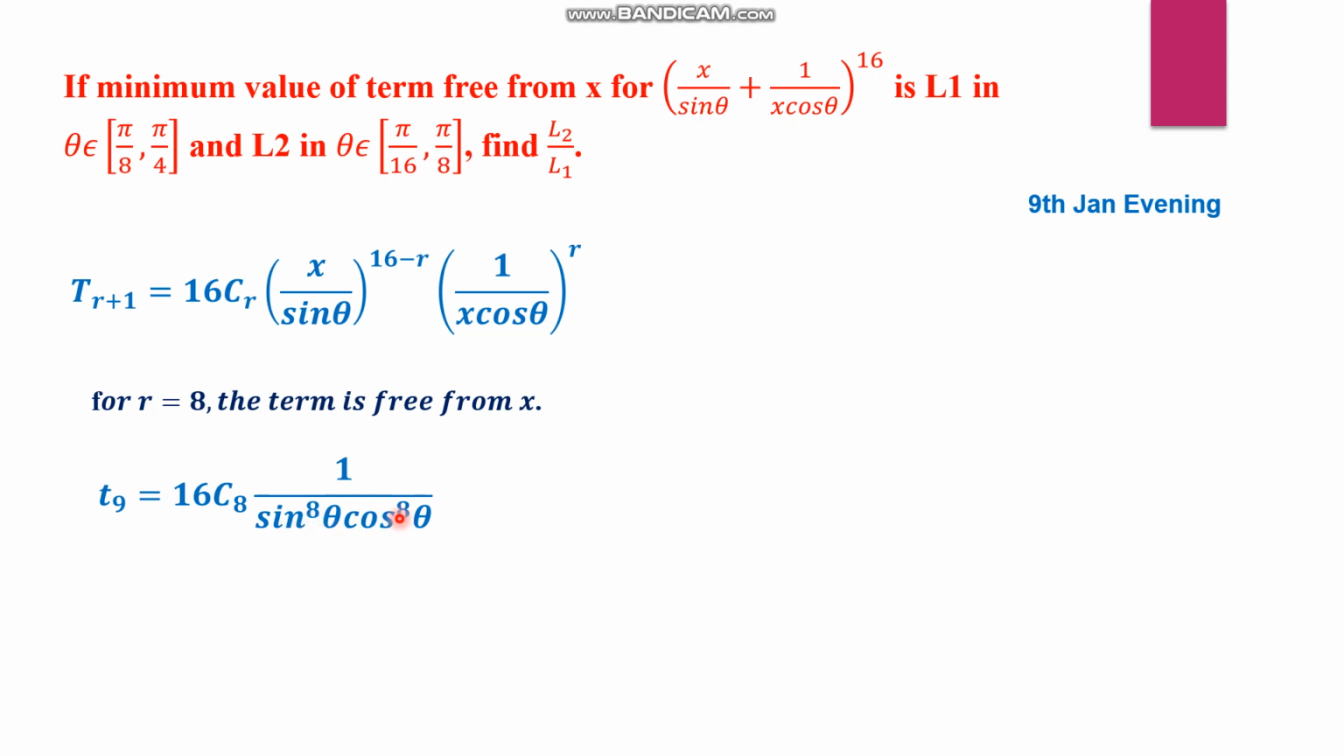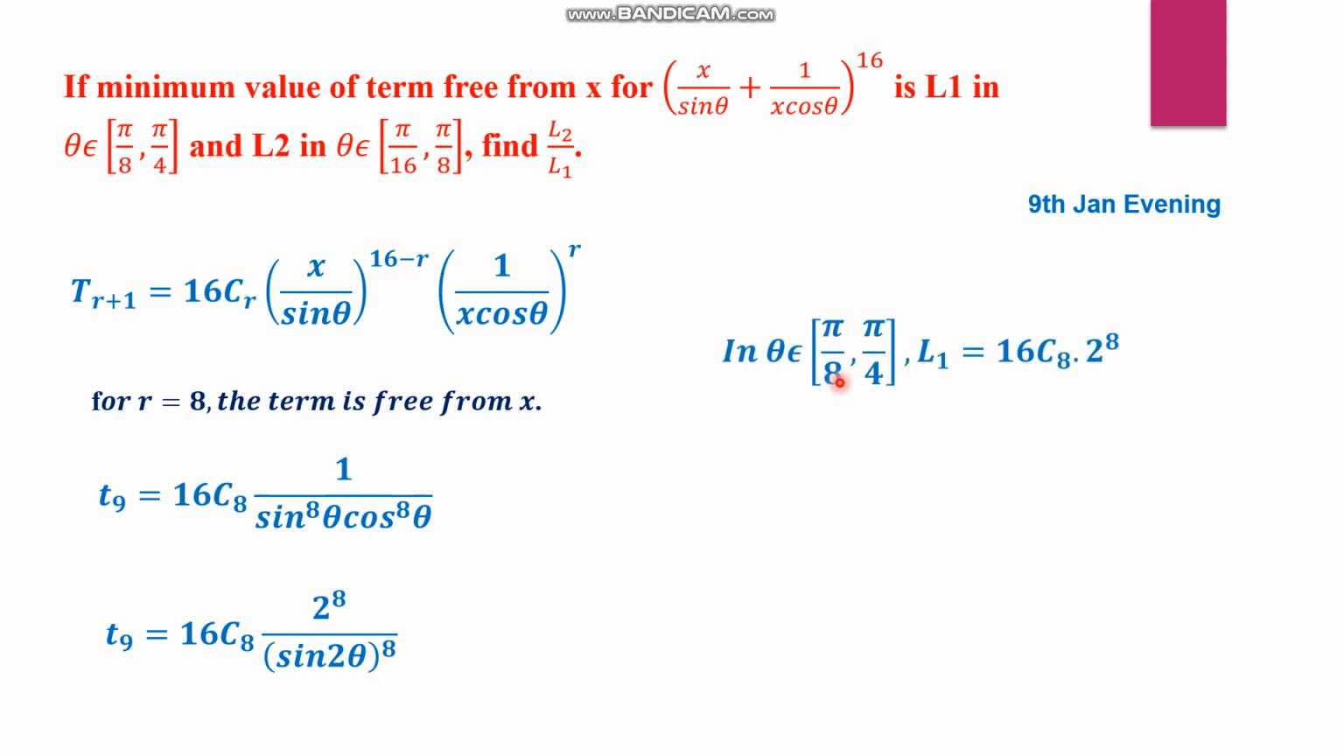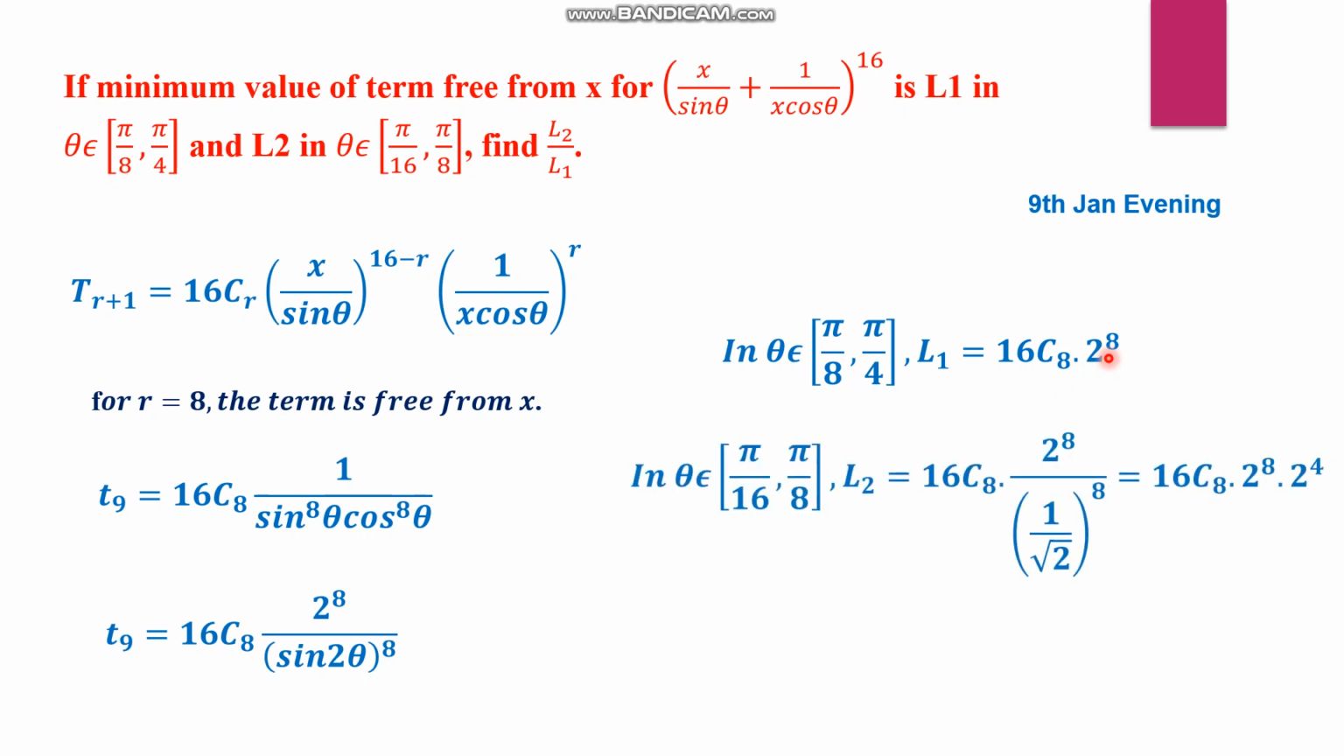When you simplify this, we get it as 1 by sine to the power 8 theta into cos to the power 8 theta, or that is 16c8 2 power 8 by (sine 2 theta) whole power 8. Since we have sine theta cos theta, if you multiply it by 2, then you will get 2 power 8 in the numerator, and the same thing, sine 2 theta to the power 8. Now, for theta belongs to pi by 8 to pi by 4, we want to find the minimum value, and the minimum value will be at pi by 4. So when you put theta as pi by 4, we get the answer for L1 as 16c8 2 power 8.